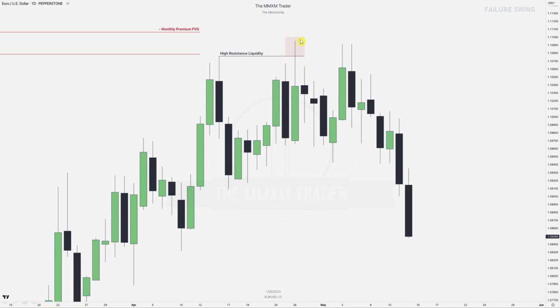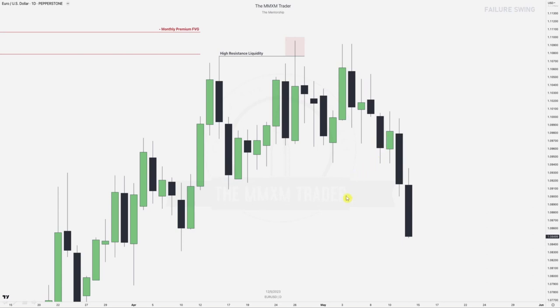So over here we've got that high resistance liquidity run, right? So it's a swing high that takes out another swing high and then immediately rejects price action. And we can see over here it fails to take out this high once again. So it starts to trade lower and lower and lower.